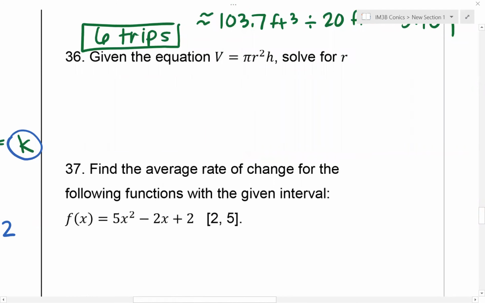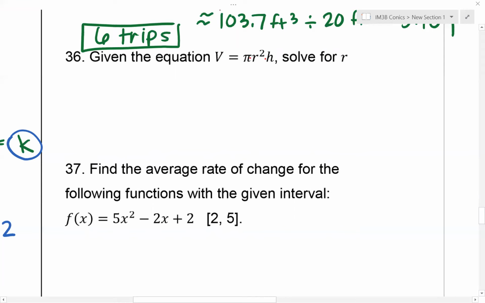So for number 36, we're given the equation for volume of a cylinder, it looks like, and they want us to solve it for R. So we're looking at kind of the literal equations that we did at the very beginning of the year, where I'm just rearranging a formula. So if I know the volume of something and I want to find the radius, I would use this formula instead to find that.